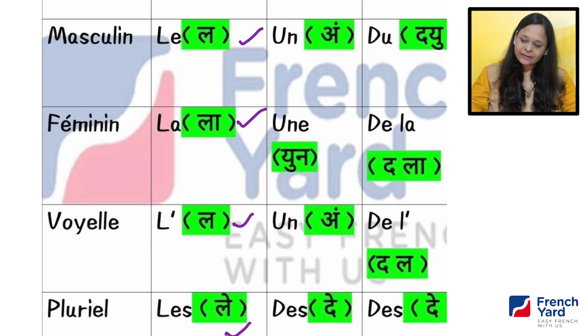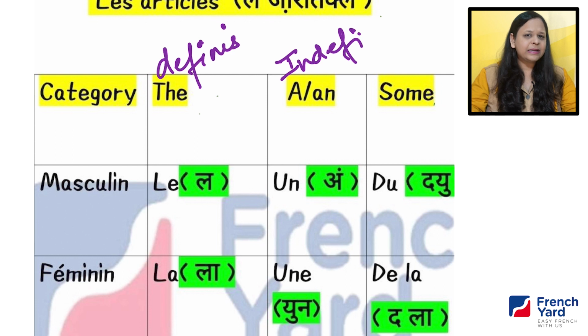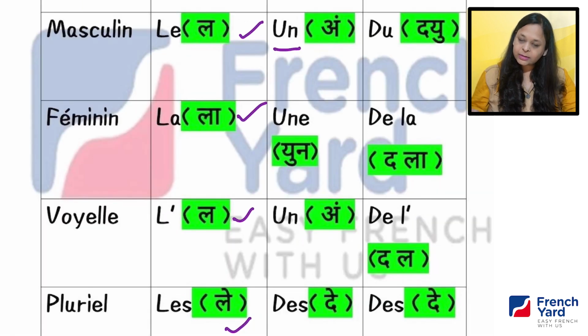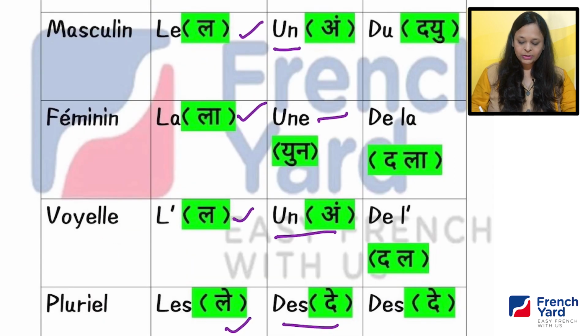Apart from this, we have the second type, les articles indéfinis, meaning the indefinite articles: masculine un, feminine une, then vowel un or une, and plural des. And the third one is partitive, meaning "some". So we have masculine du, feminine de la, vowel de l', and the fourth category, plural des. So let's quickly recall them.